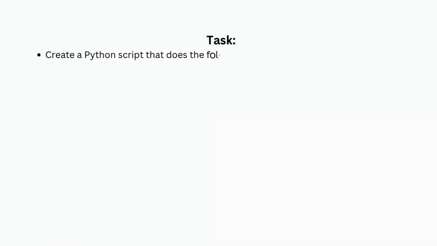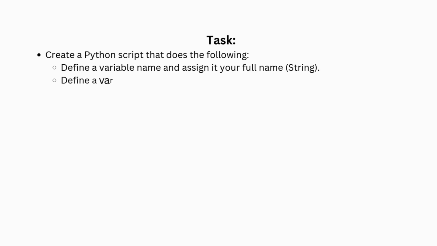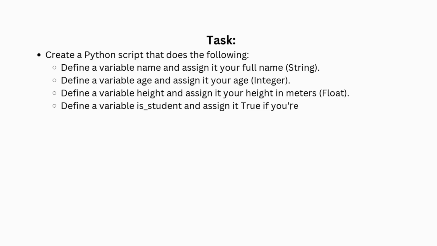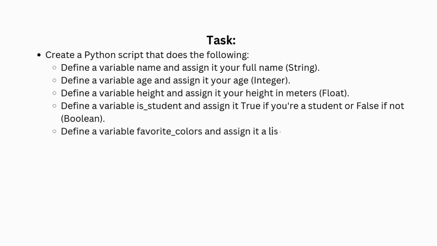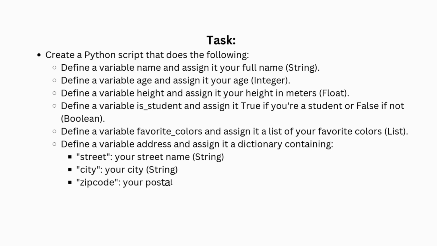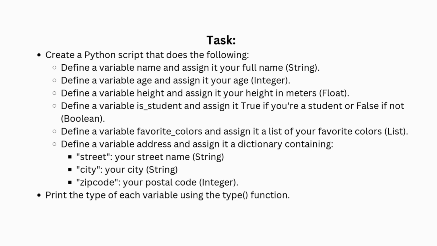Task: create a Python script that does the following. Define a variable name and assign it your full name, string. Define a variable age and assign it your age, integer. Define a variable height and assign it your height in meters, float. Define a variable is_student and assign it true if you are a student or false if not, boolean. Define a variable favorite_colors and assign it a list of your favorite colors, list. Define a variable address and assign it a dictionary containing street, your street name, string, city, your city, string, zip code, your postal code, integer. Print the type of each variable using the type function.